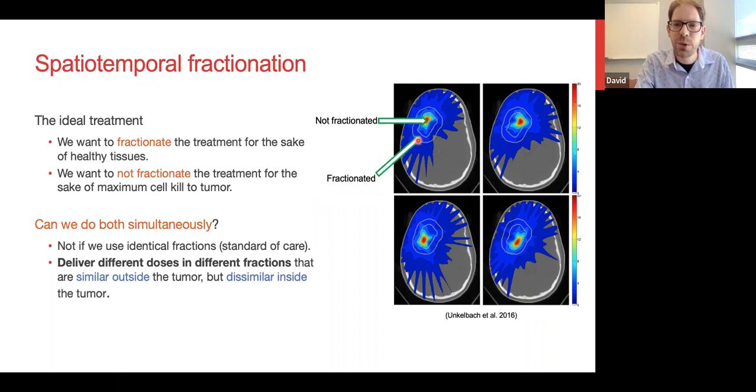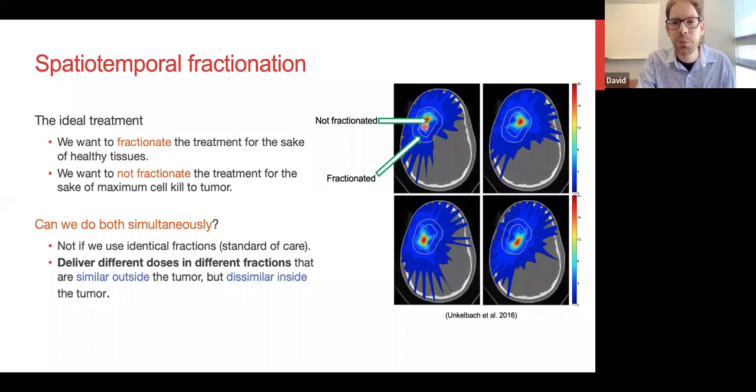And so what you see here is a 4-fraction treatment. Each fraction irradiates a different part of the tumor. But in spite of that, the doses in the healthy tissue, say in this rim around the target, are fairly similar. They are much more similar than they are dissimilar inside the target.